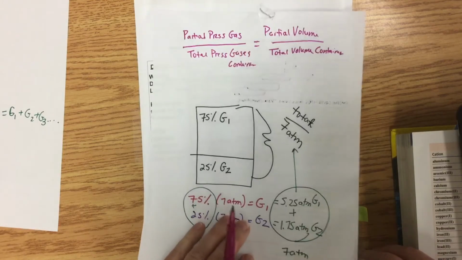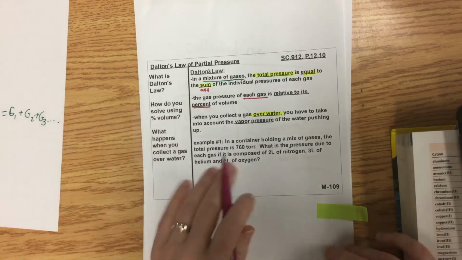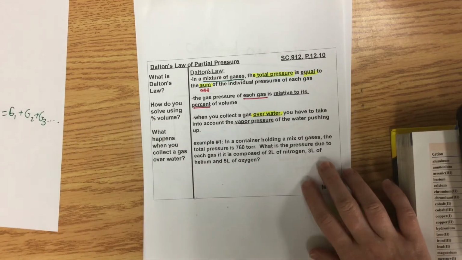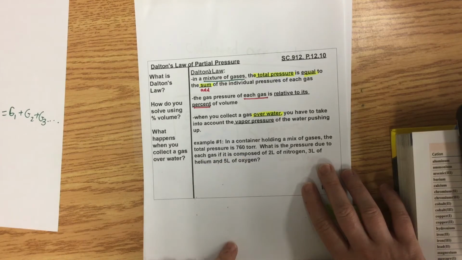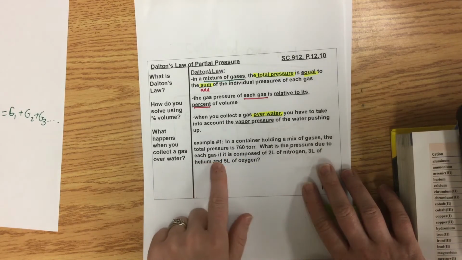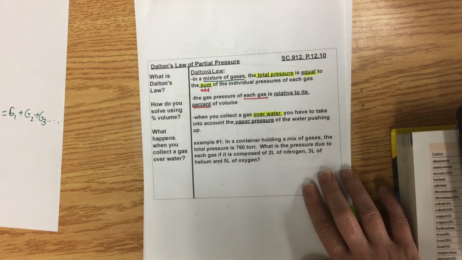Okay. And then we'll talk about over water in just a second, but I want to go through and solve this problem right here. So it says, in a container holding a mixture of gases, the total pressure is 760 torr. What is the pressure due to each gas if it's composed of 2 liters of nitrogen, 3 liters of helium, and 5 liters of oxygen?